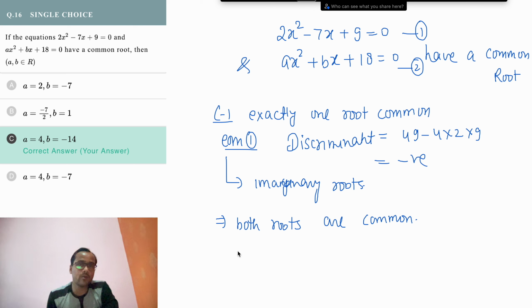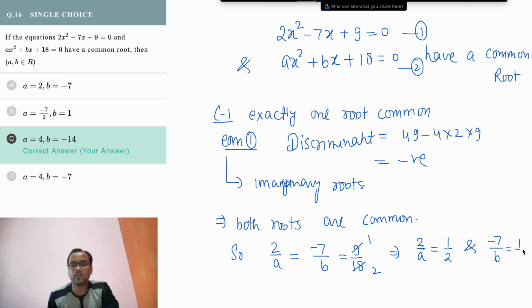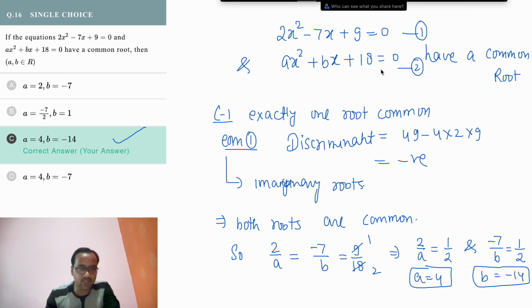Now if both roots are common, then 2 upon a should be equal to minus 7 upon b, should be equal to 9 upon 18. Coefficient ratios should be the same. This implies that 2 by a should be equal to 1 by 2, and minus 7 by b should be equal to 1 by 2. So from here a comes out to be 4, b comes out to be minus 14. So the answer for this question will be 4 comma minus 14. Option C is the right answer. I hope this is clear.